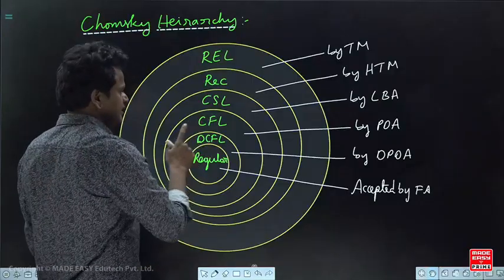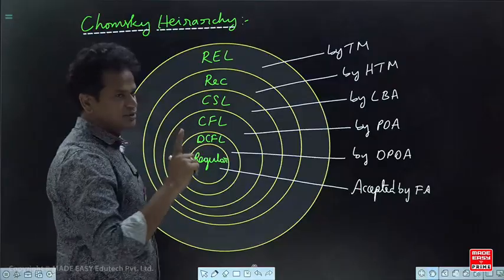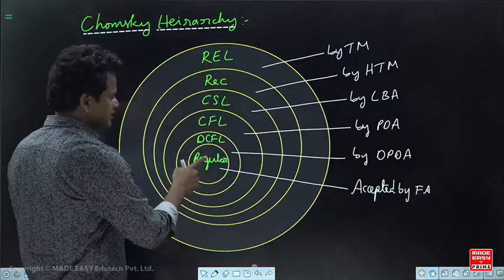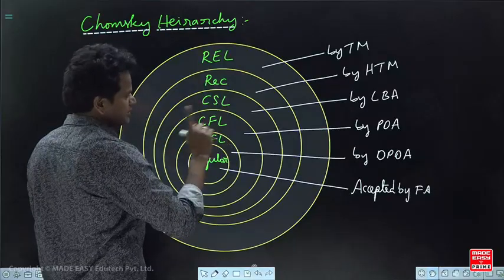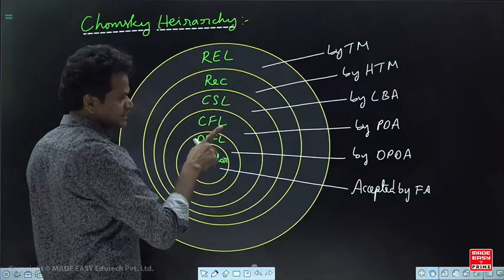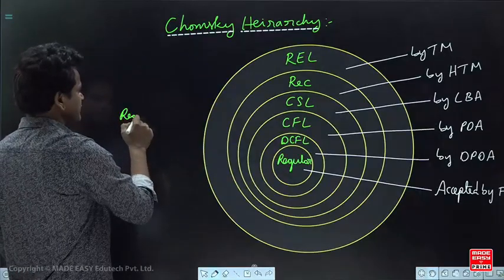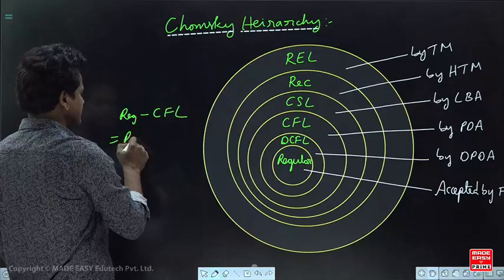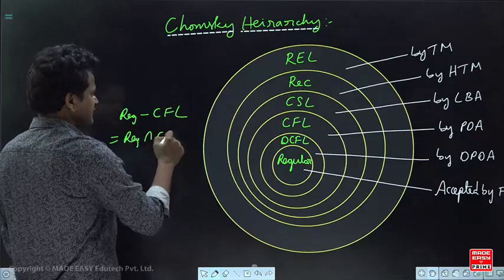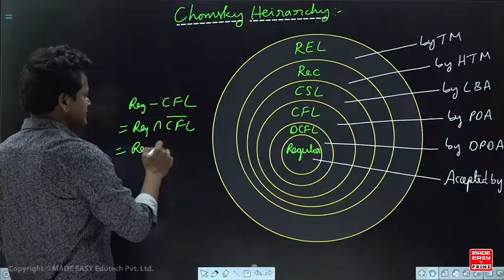Similarly, a regular operation with CFL will give you CFL. But I told you there is one problem. For regular L1 and CFL L2, L1 minus L2 is not a CFL. I have explained this clearly. Regular minus CFL is regular intersection CFL complement, and CFL complement is not CFL, so then we will go for CSL.